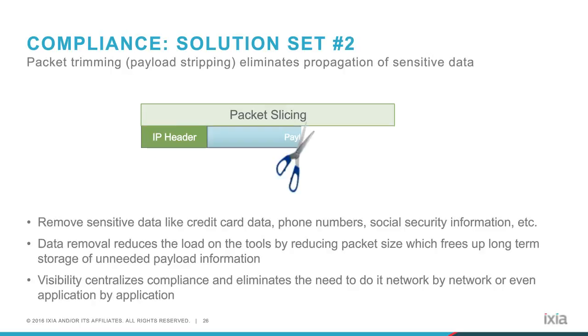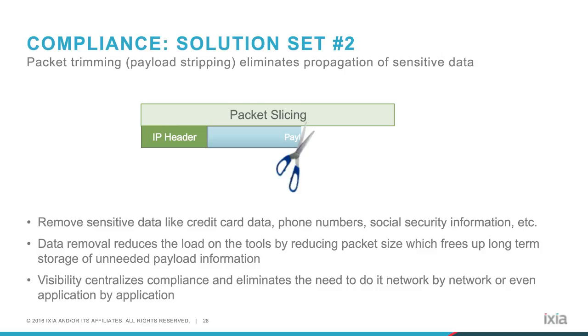And another compliance solution would involve packet trimming. So instead of masking the data, you would lop off the end of the packet. It's another feature that you can activate within a packet broker. There are several low-end packet brokers that don't support the feature. In fact, they don't support several of the other features we've been talking about either. So you might want to keep that in mind when you're researching packet brokers.